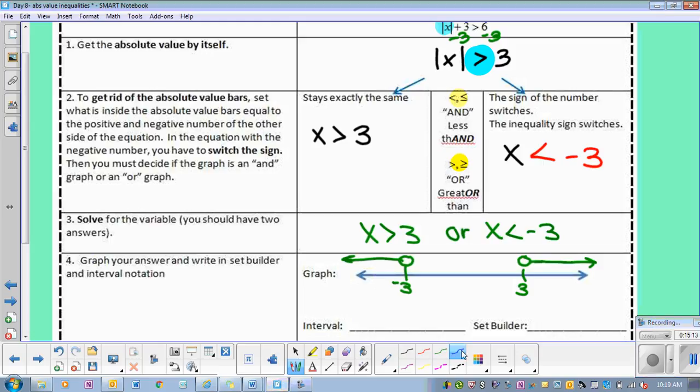So now let's talk about the set builder notation. Okay. So I'm going to put my curly braces, x bar, and then you're just going to put your answers in there. So my answers were what? X is greater than 3 or x is less than negative 3. You got to tell me or and, okay?